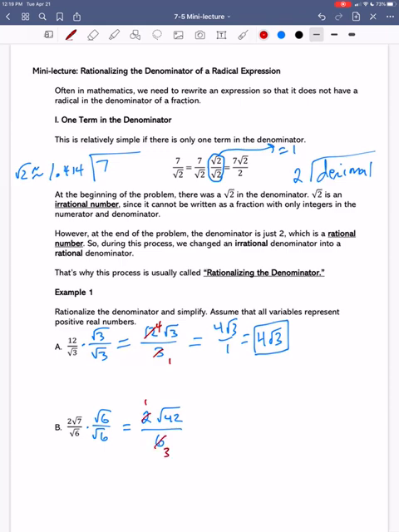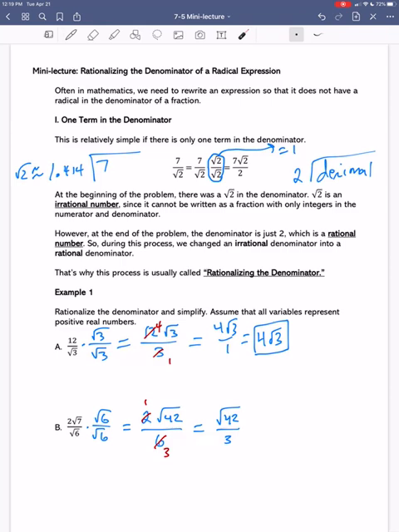I certainly can simplify here. 2 goes into itself once. 2 goes into 6 3 times. So I would just get the square root of 42 divided by 3. Now, I can divide 42 by 3. 3 goes into 42 14 times. But this 42 is inside of the square root. I can't cancel something inside a square root with something outside a square root. So I can't do any canceling like that.